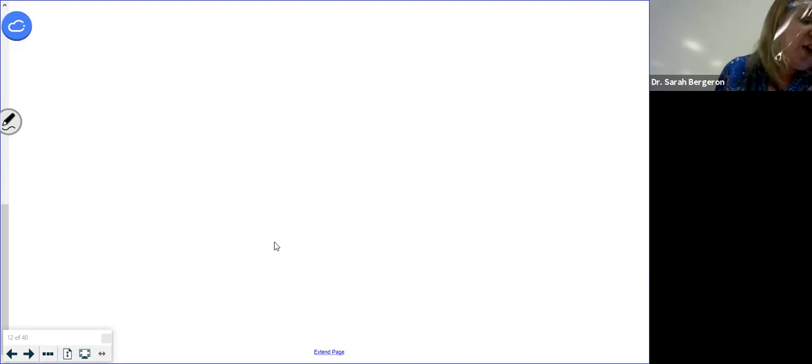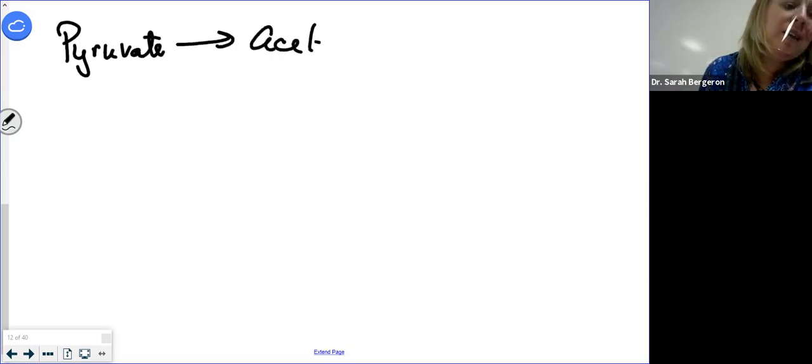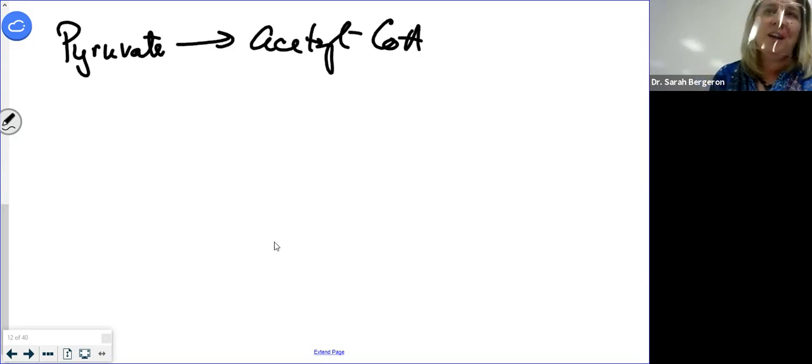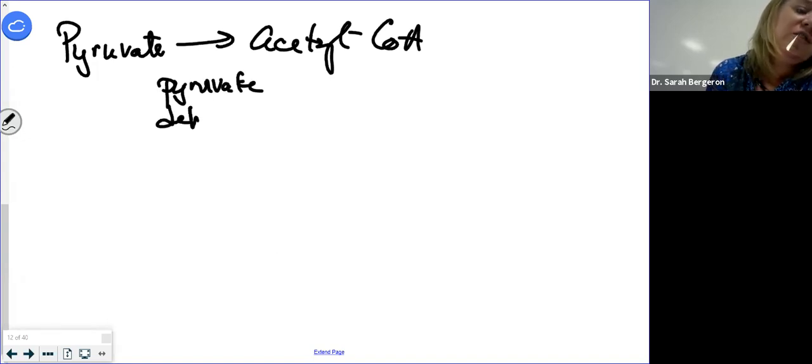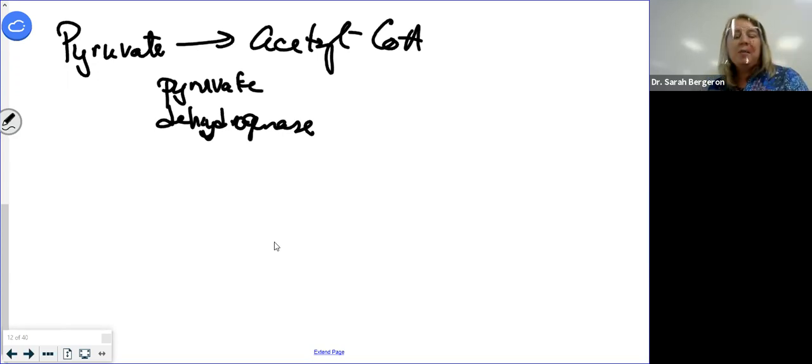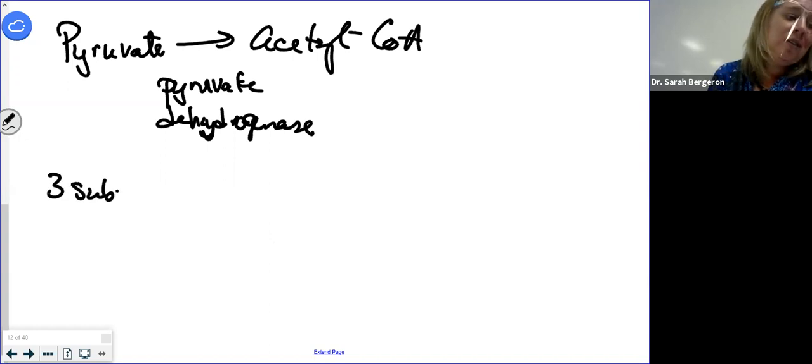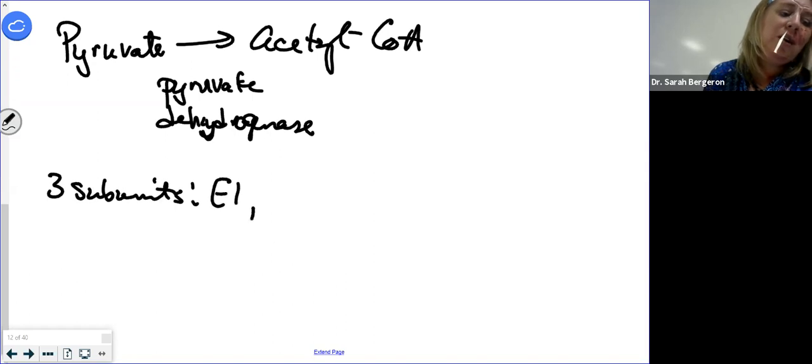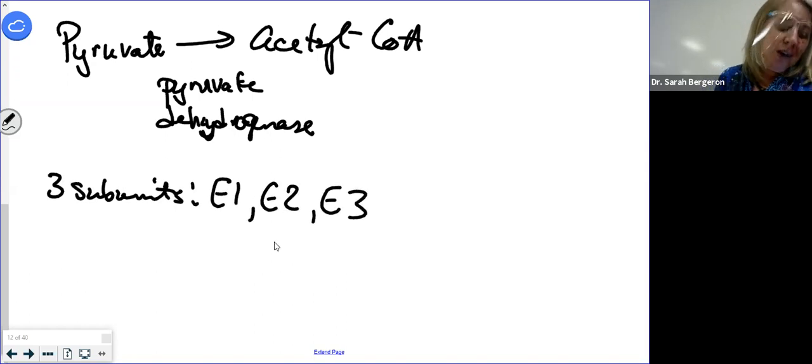Okay, so for pyruvate to acetyl-CoA, are we in the citrate cycle? Number one. No. What enzyme catalyzes this reaction? Pyruvate dehydrogenase. Pyruvate dehydrogenase. How many subunits? 3 subunits. We call them E1, E2, E3, right?